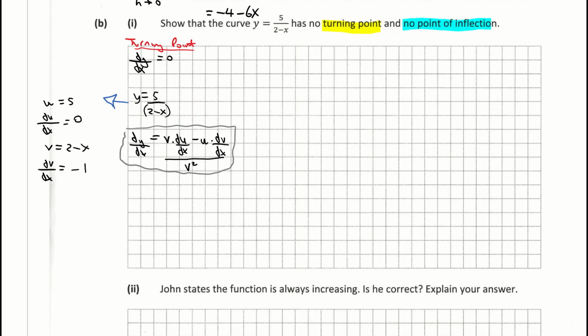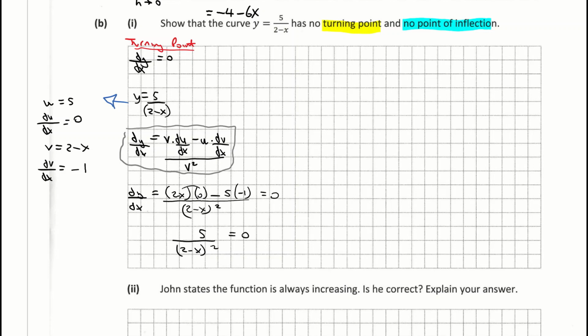And I'm now going to sub them into my formula. So dy/dx is equal to v, which is 2 minus x, times my du/dx, which is 0, minus u, which is 5, times dv/dx, which is minus 1, all over v squared, and v is 2 minus x, all squared. Again, don't forget that we want to show that this is equal to 0. When I multiply 2 minus x by 0, that'll become 0. So minus 5 by minus 1 is a positive 5 over (2 minus x) all squared, equals 0.